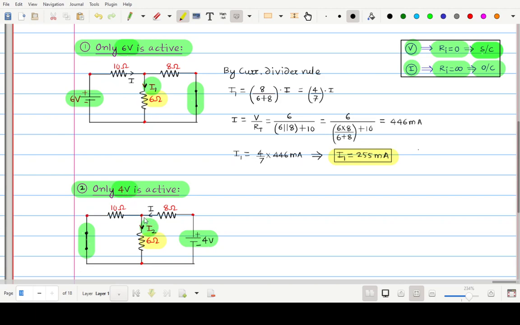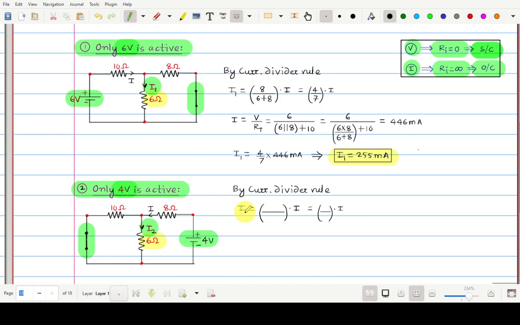Again if you look at this diagram, the current flowing due to this 4 volt is nothing but total current I. When this current comes to this point, it will get divided into two parts. Some current will pass through 10 ohm, some current will pass through 6 ohm. So we will apply the current divider rule like this. So friends, the current due to 4 volt is nothing but I2.